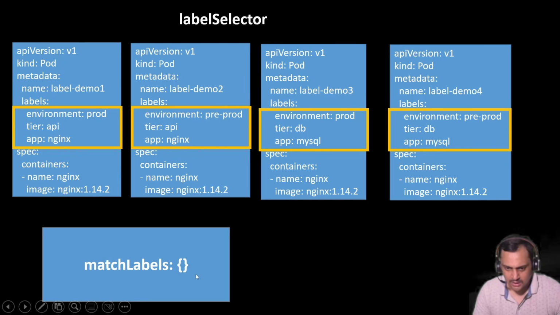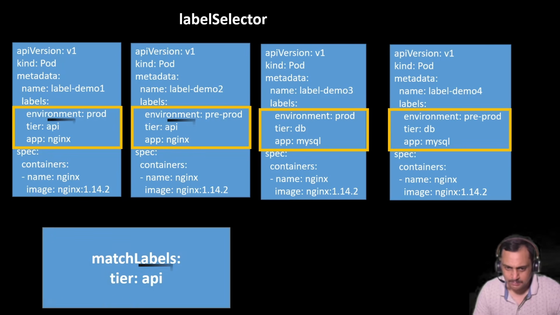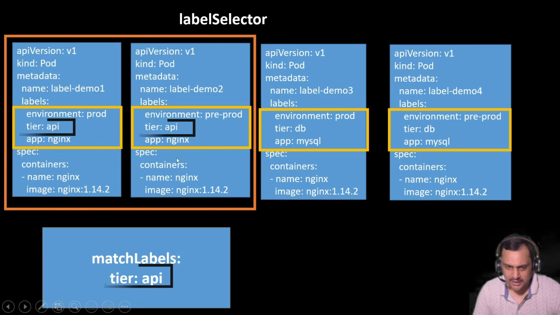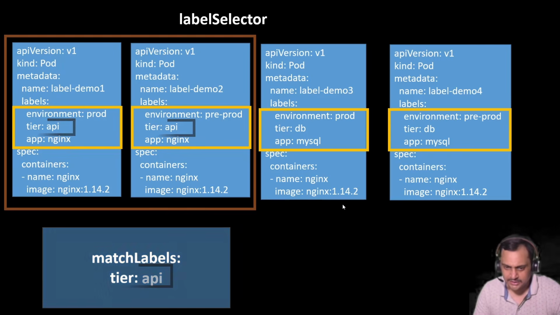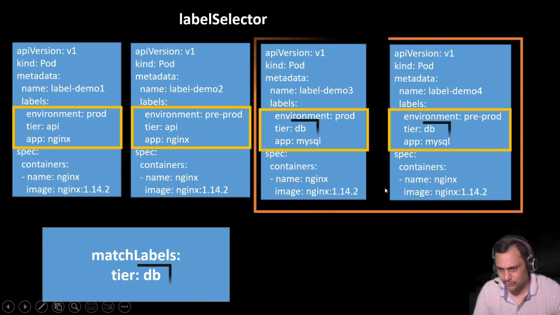Match label. If I leave this blank, it means it will match all the pods in the manifest file, like here. If I use match tier equal to API, then it will select these two pods. Why? Because they match this label. Let's suppose if I use tier equal to DB, then it will select these two pods only.